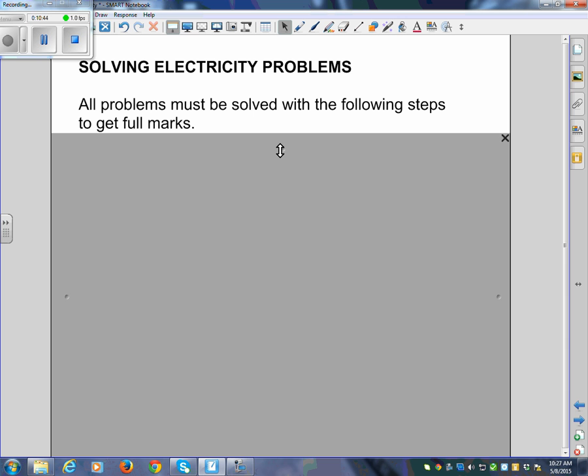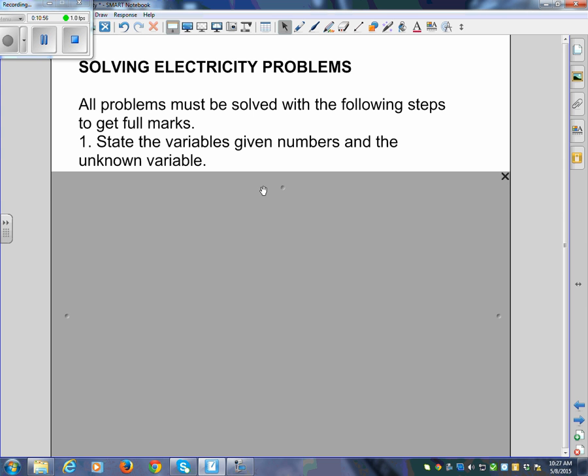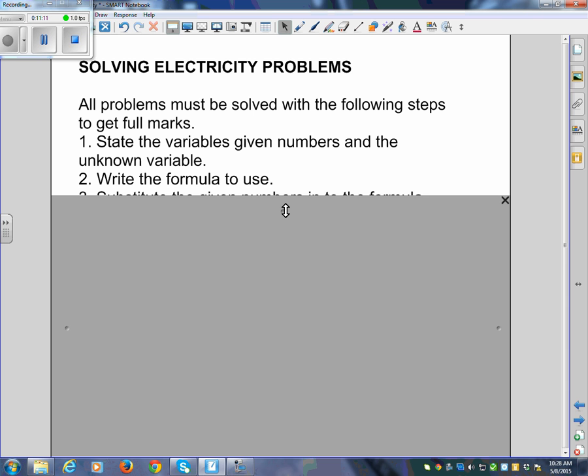Yeah, absolutely. Debbie, you can write anything you want on yellow on those sheets. Okay, so all problems, and you're going to get a chance to practice too, must be solved with the following steps to get full marks. I expect you to state the variables, given numbers, and the unknown variable. I'm going to do a couple examples right away for you. Write the formula to use.